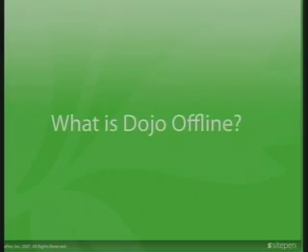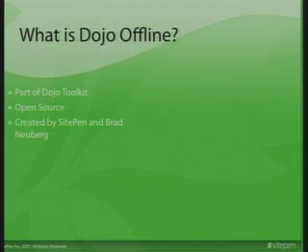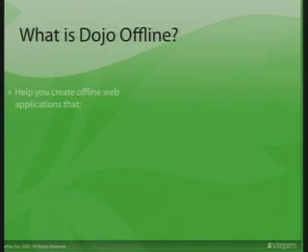So what is Dojo Offline? Many of you may not be familiar with Dojo and Dojo Offline. So Dojo Offline is part of the Dojo Toolkit. Dojo Toolkit's been around for several years, and our goal with Dojo is to be a standard library for you to bundle into your JavaScript and AJAX applications. And Dojo Offline is open source, and it has a really focused goal: to help you create offline web applications that run in the web browser and that work across current web browsers. So Dojo Offline is meant to make the web work offline.